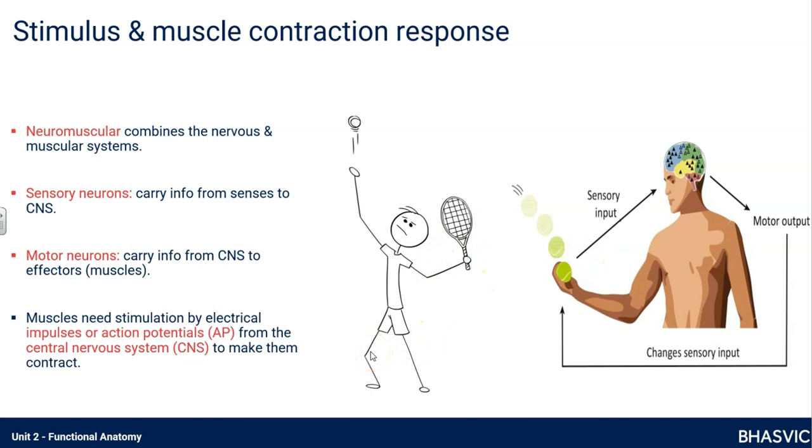So we know from this that our nervous system is a communication system and that our muscles need some kind of nervous stimulation, or innervation is an even better word, to make them contract. So these electrochemical impulses or action potentials are sent along nerves to the muscles to make them contract.